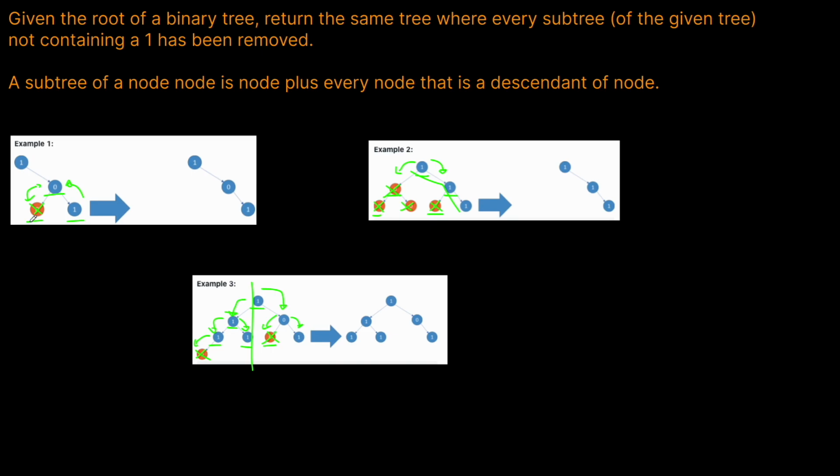And that's why it's a post-order, right? We're going to do the children first and then the parent and then pass that information higher up the tree as part of our recursion.